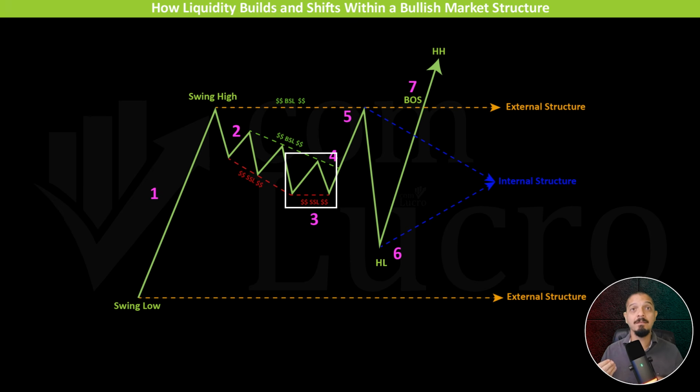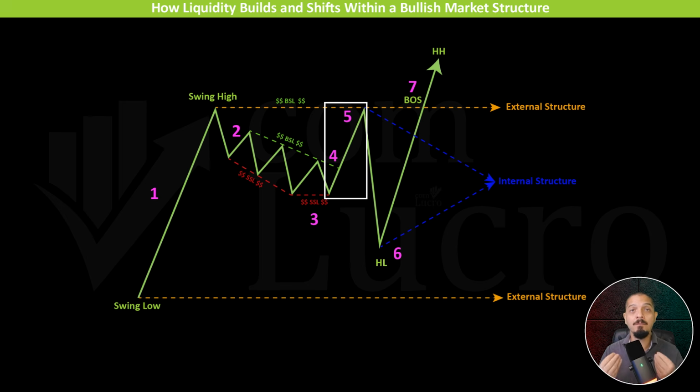Number 3. Double bottom inside the internal structure. At the lower edge of the channel, price creates a double bottom. This is a key area where buyers have their stop losses and sellers find liquidity, a sign that the market is preparing to trap one side before moving in the opposite direction.